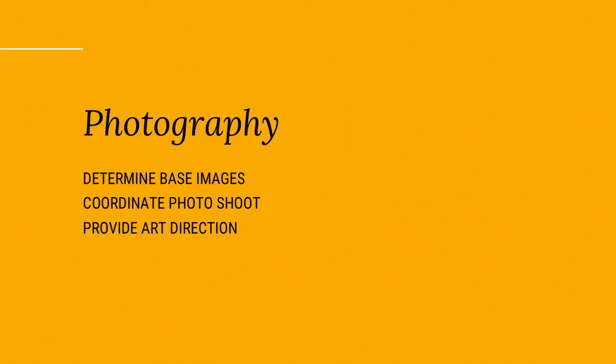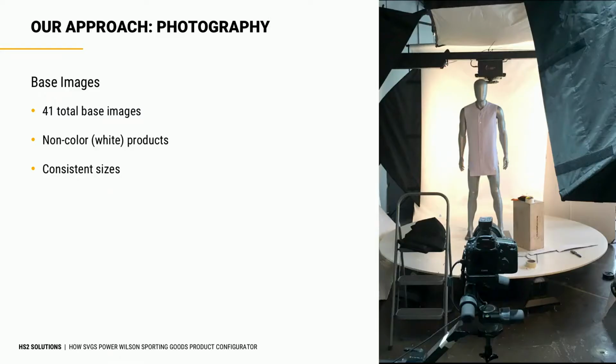First off, for photography, we had 3 things that we had to do. Determine our base images. We also had to coordinate a photo shoot and provide art direction at that photo shoot to make sure we had what we needed in order to build this properly. For base images, as we looked at the catalog, as we looked at all the baseball products we had in front of us, we ended up saying that we had 41 base images.